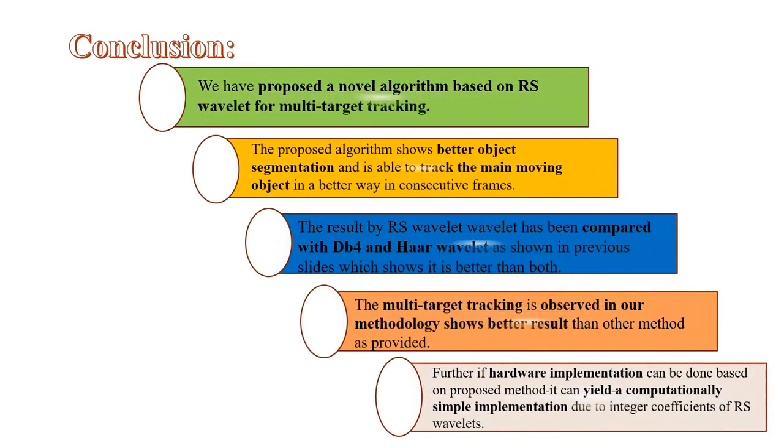To summarize everything, according to the results shown, RS wavelet is efficient enough for moving object segmentation, and our proposed method for multi-object tracking is proved to be better as shown by the comparison results both visually and through metrics. Further, if hardware implementation can be done based on the proposed method, it can yield a computationally simple implementation due to integer coefficients of RS wavelets.